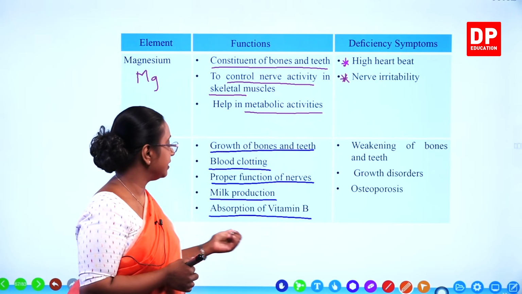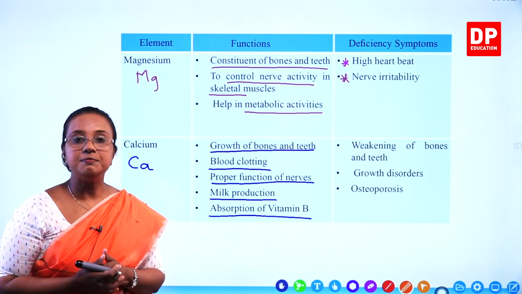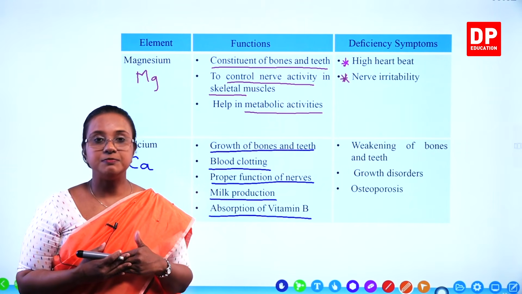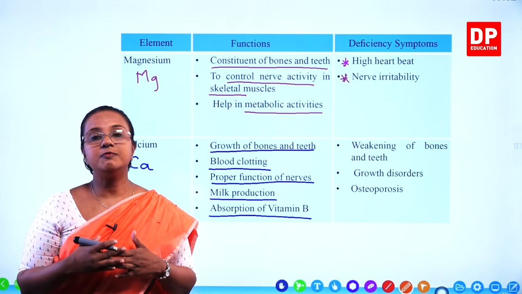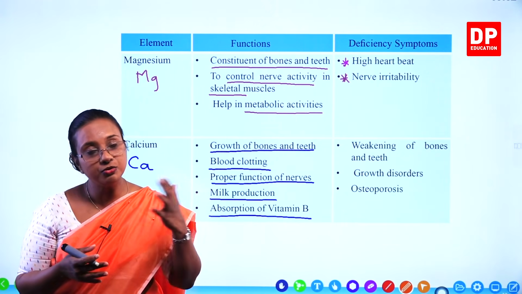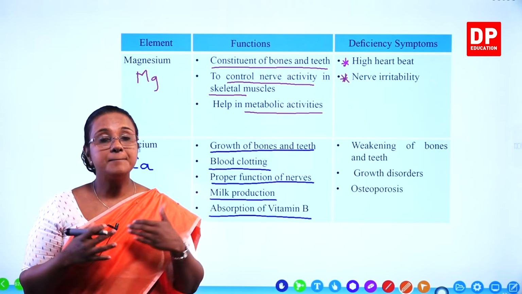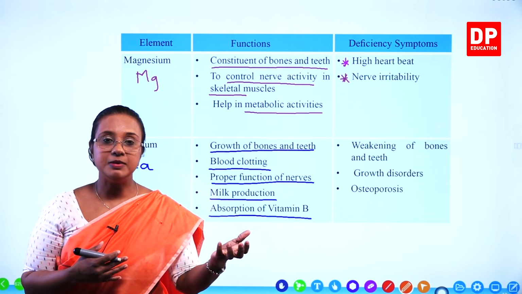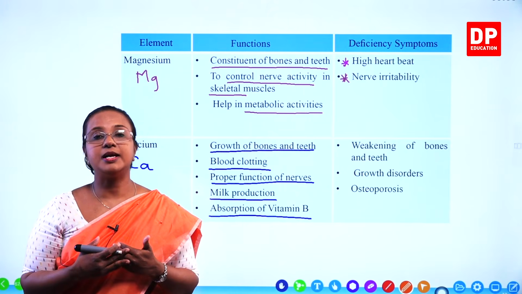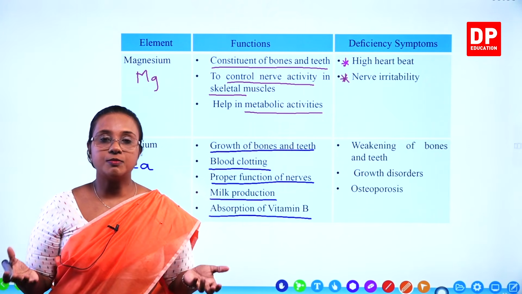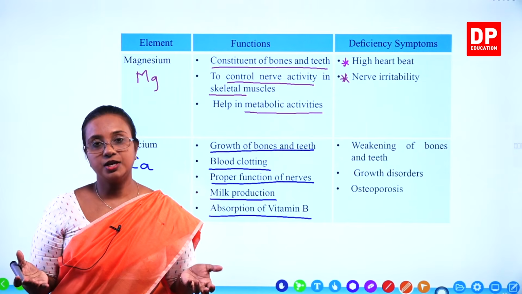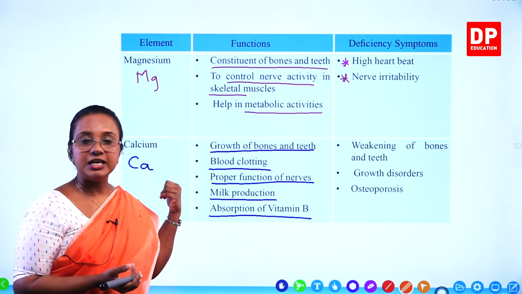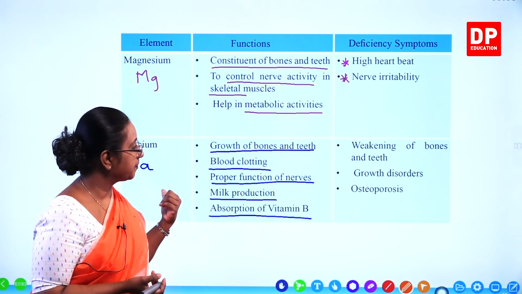And the final one is absorption of vitamin B. So even though you eat food containing vitamin B, you need enough vitamin B for the function of the body, and you do eat a lot of vitamin B. But if you don't have enough calcium in your body, the vitamin B will not be absorbed by the body. So then it will not be useful for the body. So therefore, for the absorption of vitamin B, we need to have enough calcium in the body.